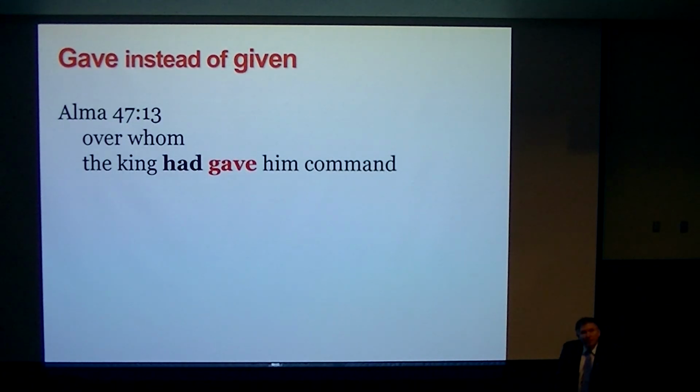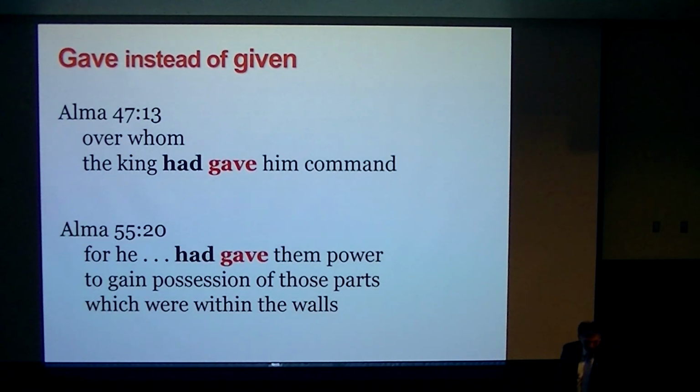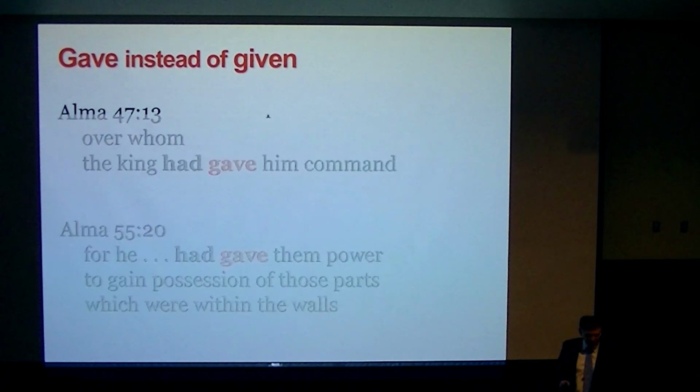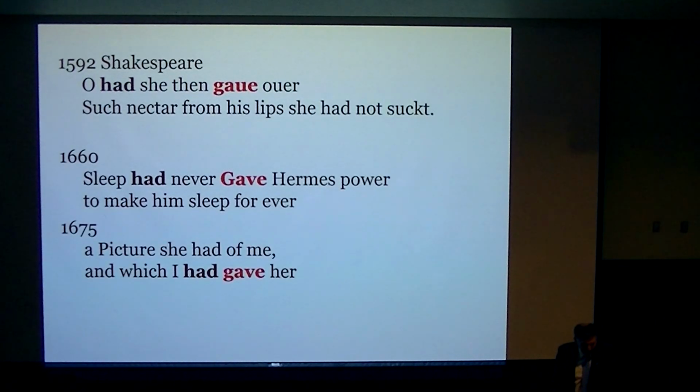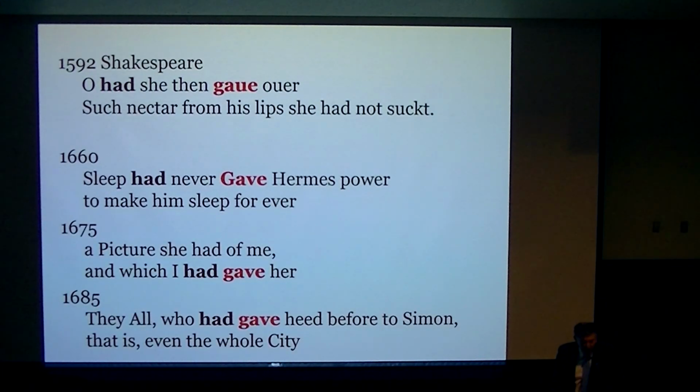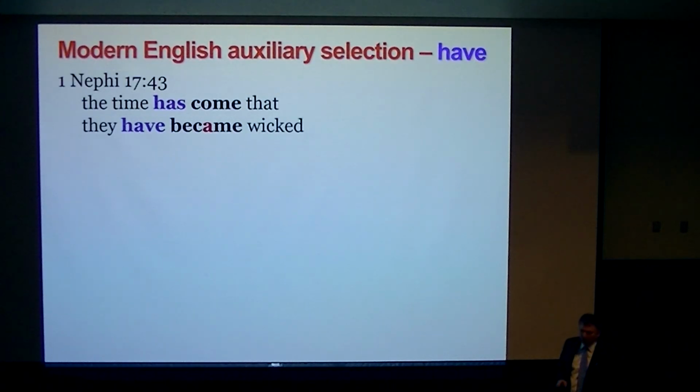Now, the Book of Mormon levels the past participial system quite a bit, especially with had. In other words, in the pluperfect. "King had gave him command, for he had gave them power." Of course, the book's been criticized for that, but we must criticize Shakespeare then. "Oh, had she then gave over." 1592 Shakespeare. "Sleep had never gave Hermes power," etc. So, in early modern English, when you add have, you would more likely use a verb like gave or smote or wrote. And you can see the same pattern, same tendency in the Book of Mormon.